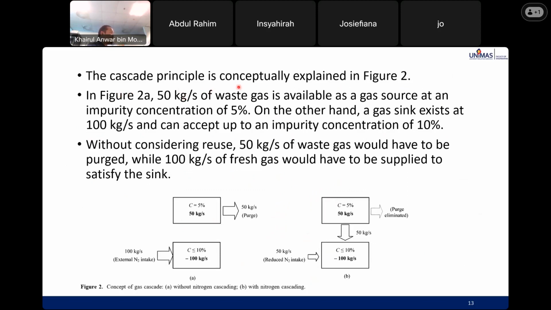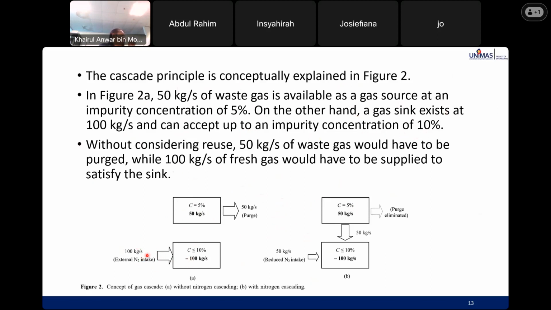The cascade principle is conceptually explained in Figure 2. What is the cascade principle? In Figure 2a, 50 kg per second of waste gas is available as a gas source at an impurity concentration of 5%. On the other hand, a gas sink exists at 100 kg per second and can accept up to an impurity content of 10%.